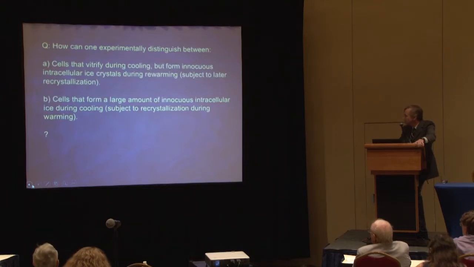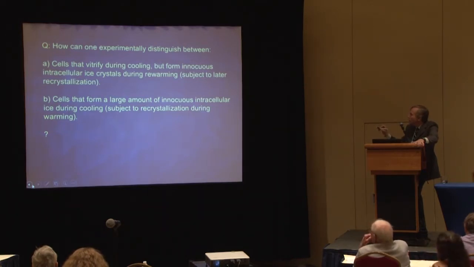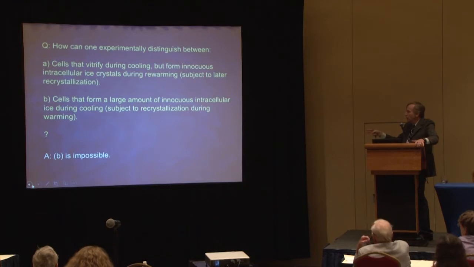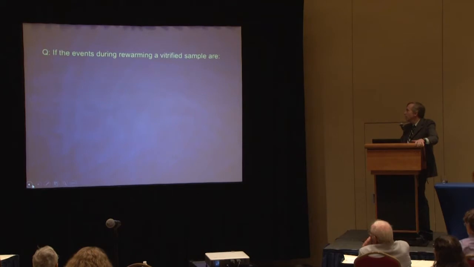How can one experimentally distinguish between a scenario where A, cells vitrify during cooling but form innocuous intracellular ice crystals during rewarming, versus B, cells that form a large amount of innocuous intracellular ice during cooling? And the answer is that I believe that at a linear cooling rate, B is impossible. The conditions for forming an extensively large number of intracellular nuclei permitting survival upon rewarming are antithetical to significant ice growth occurring on cooling.